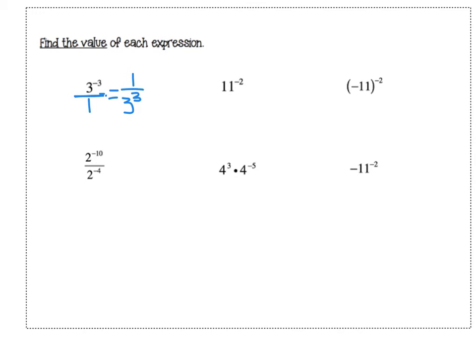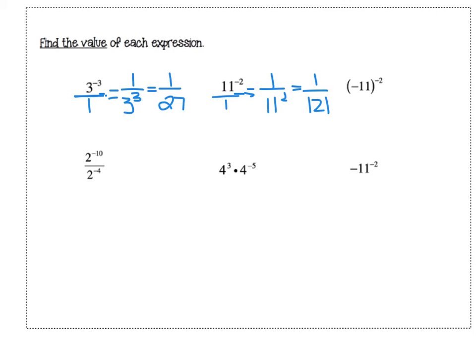But now we're actually going to figure out what 3 to the third power is. 3 times 3 is 9, times 3 more is 27. So the value would be 1 over 27. The next example is 11 to the negative second power. Again, I want to rewrite this one with a positive exponent. So instead of 11 to the negative second, I'm going to write it as 1 over 11 to the positive second. And when I figure out 11 to the second power, that's 121. So the answer is 1 over 121.